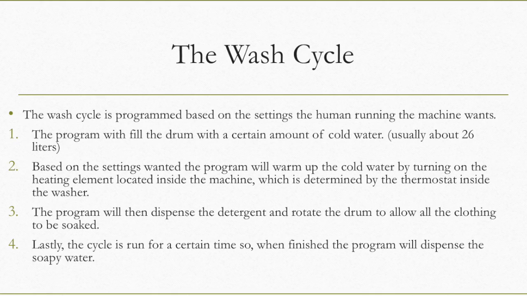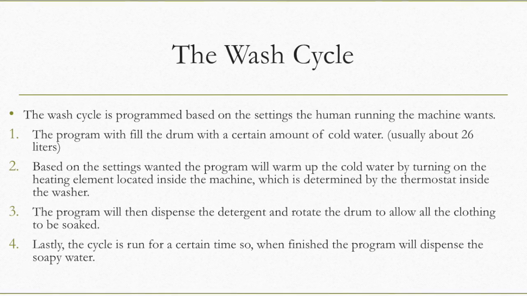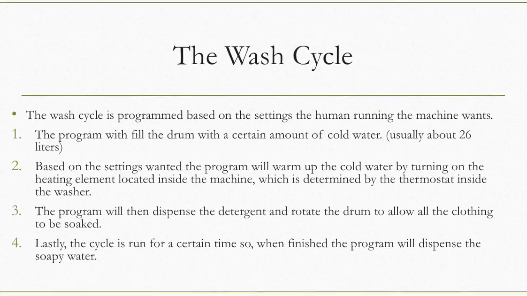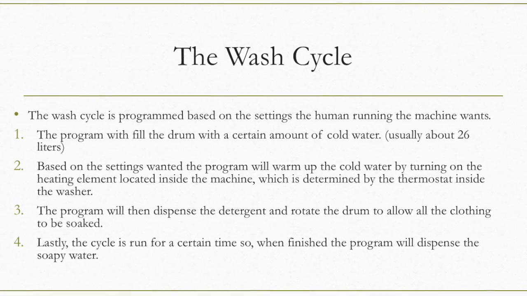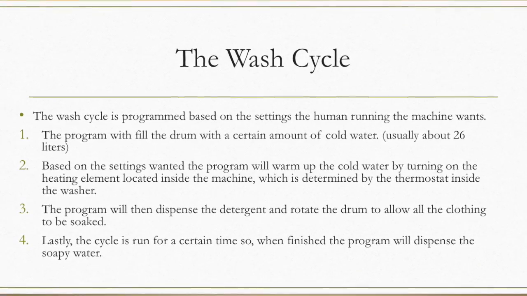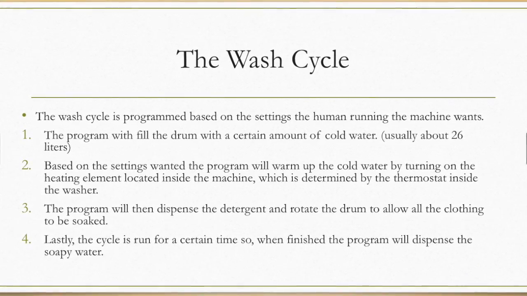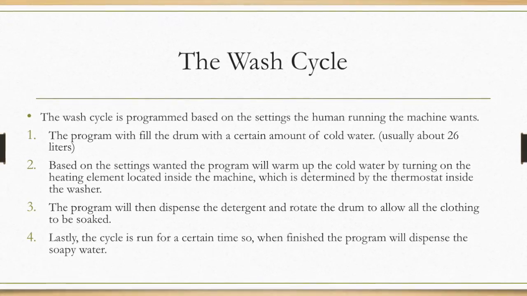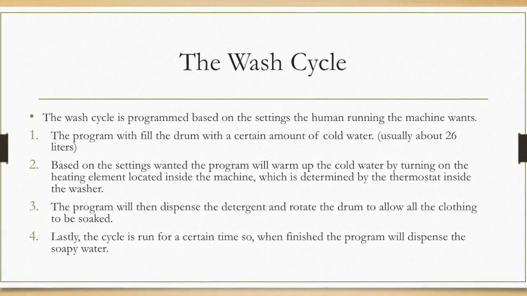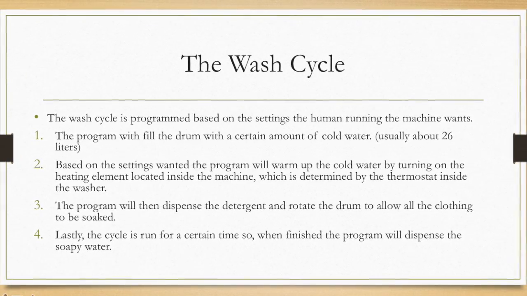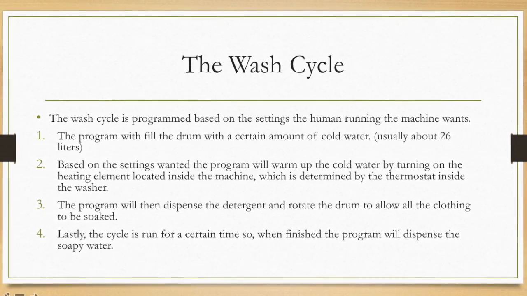The first cycle is the wash cycle, which is the cycle in which the clothes are cleaned with the detergent. Firstly, the drum is filled with about 26 liters of cold water. Based on the settings inserted, the program will heat up the cold water by turning on the heating element located inside the machine. The temperature is determined by a thermostat, which is placed right where the water enters. When filled to the right temperature, the heating element is turned off.